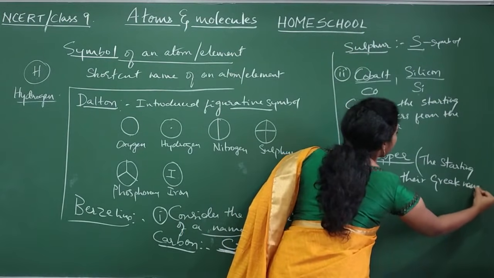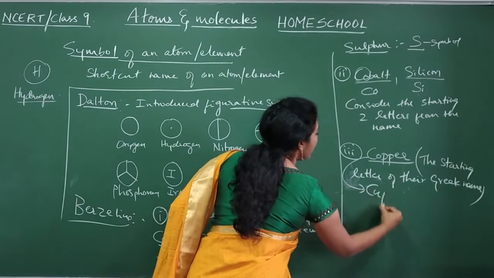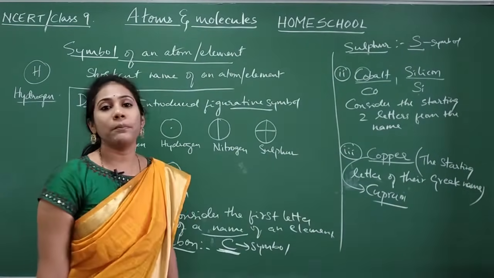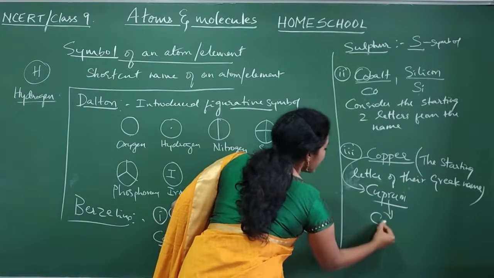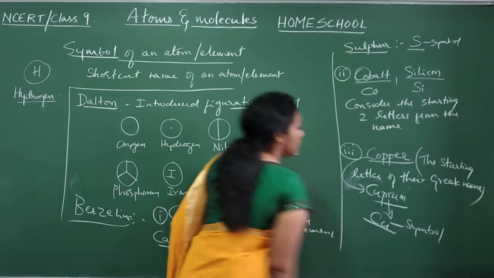Greek name. Okay. The Greek name of copper is cuprum. Consider the starting two letters. What will it be? Cu. So Cu is the symbol for copper.